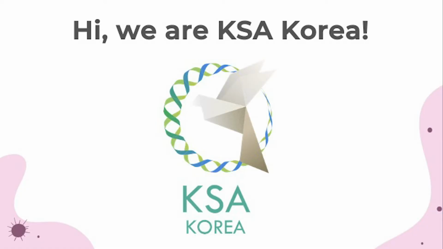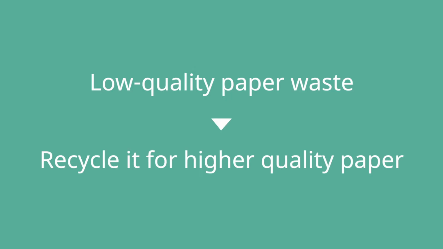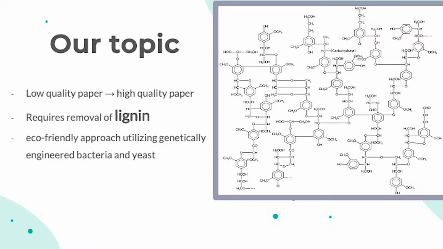Hi, we're Team KSA-Korea. To first explain our project, we're trying to use low-quality paper waste and then turn it into high-quality paper. But looking at the status quo, improving paper quality generally requires the removal of lignin. And this process uses bleaching chemicals like chlorine dioxide that have environmental contamination effects. So for our project, we decided to use more environment-friendly substances like genetically engineered yeasts.